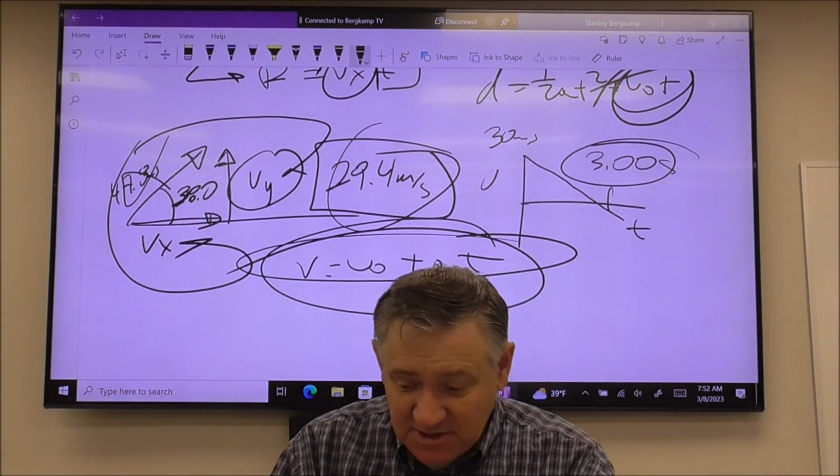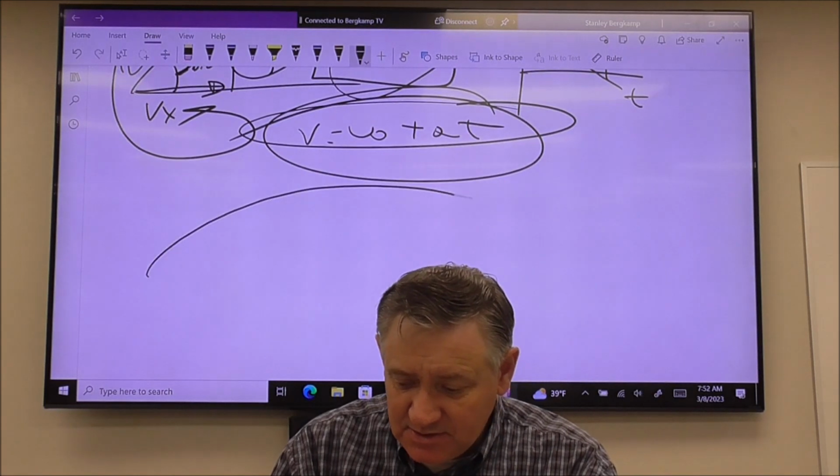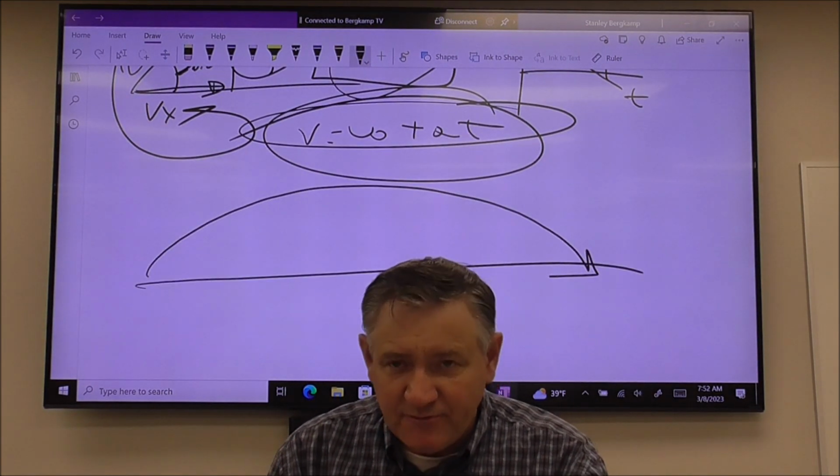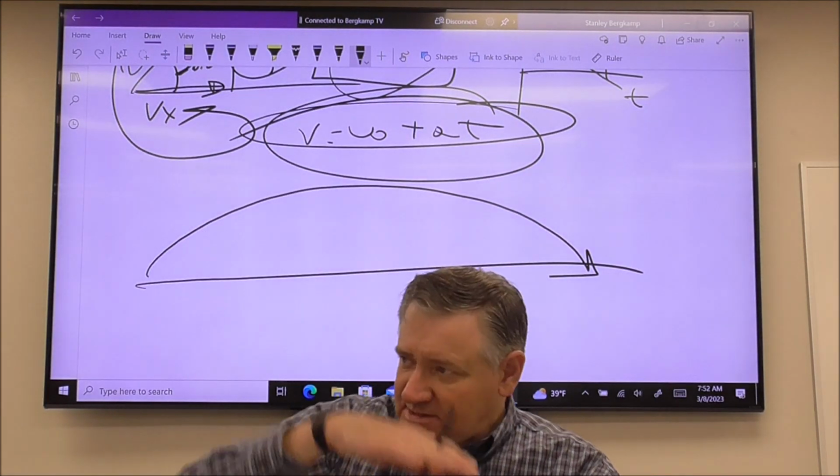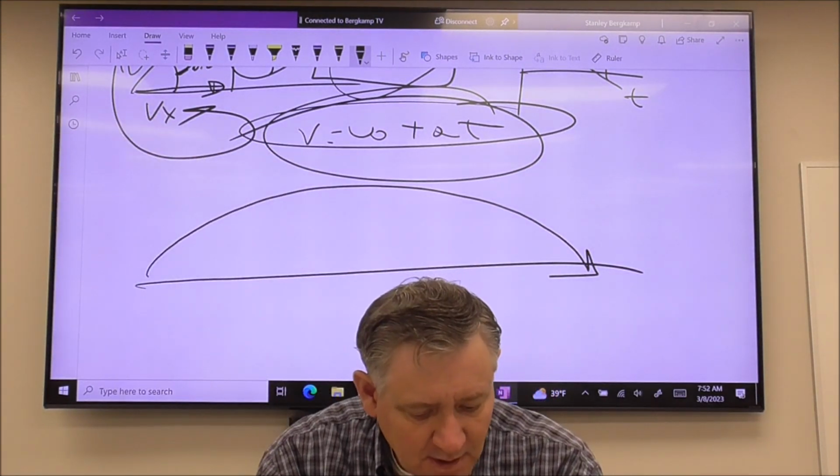And that's a pretty decent shot, the 230 meters. That's like 2 1/3 football fields long. Okay? So that's a pretty good shot on paintball.